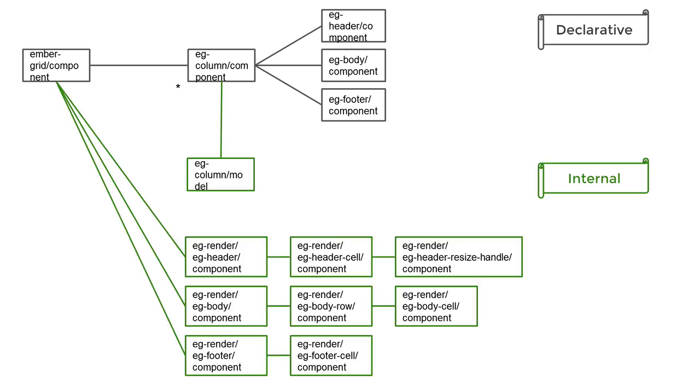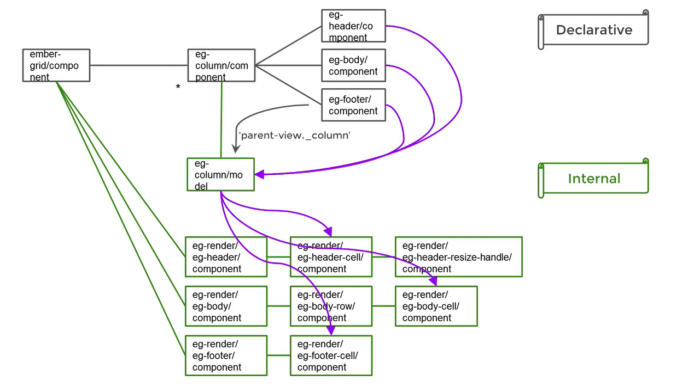Behind the scenes, we then have a nested EG render set of components. So we have an EG header, an EG header cell, and a resize handle for the header cell. And then we have a body component, which contains rows, which contains cells, and an optional footer, which contains footer cells. Now, those components you would never use when you actually use ember-grid. You would use the top set, the black ones, and it will generate the green ones for you. And sitting in the middle between them is the column model.